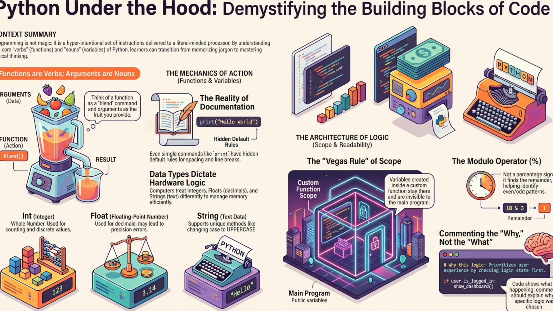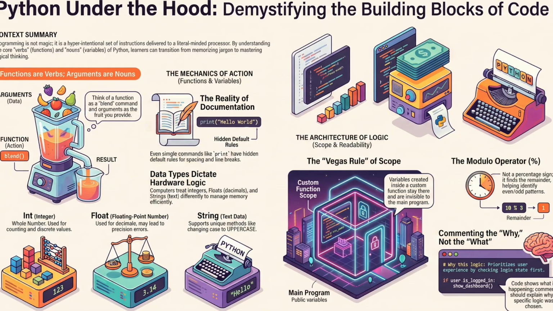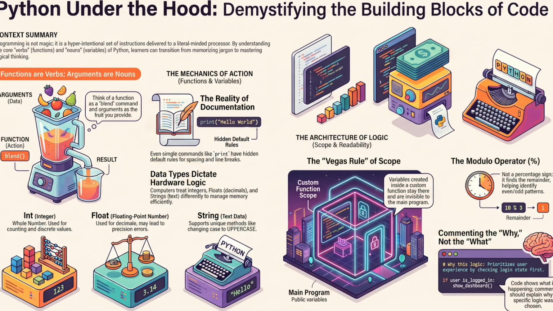Wait, really? What is it? It's the modulo operator. Modulo. Okay, what does that do? It finds the remainder of a division problem. Oh, like when you first learn long division in elementary school. Exactly. It's a crucial pattern-finding tool in coding. It lets you figure out if a number is even or odd, or help you wrap around a list of items. That is super useful.